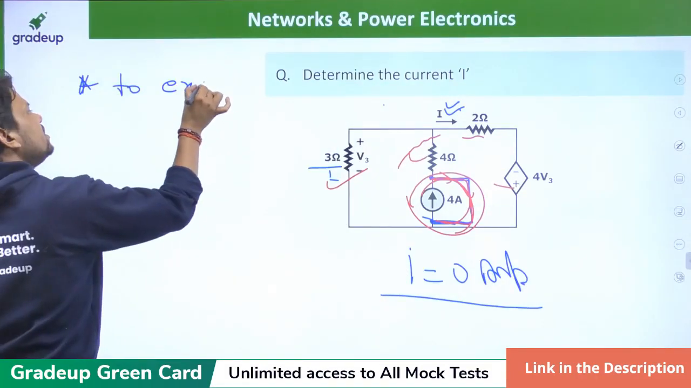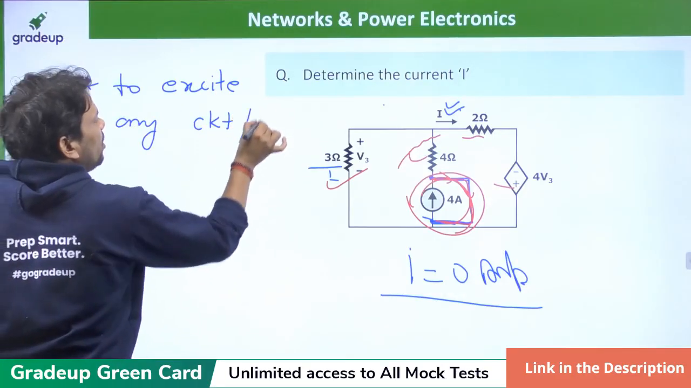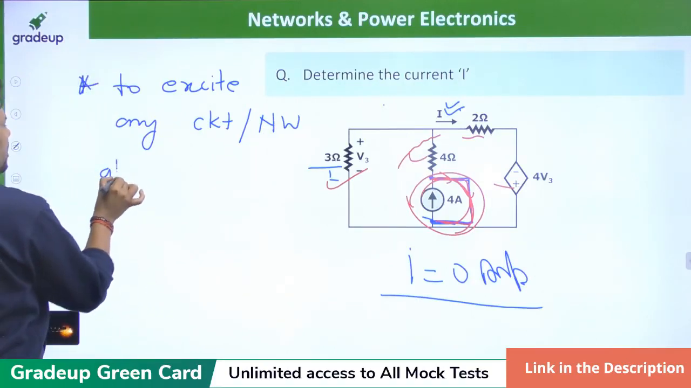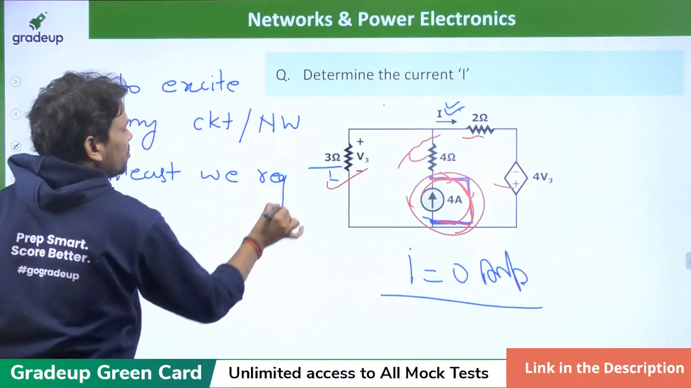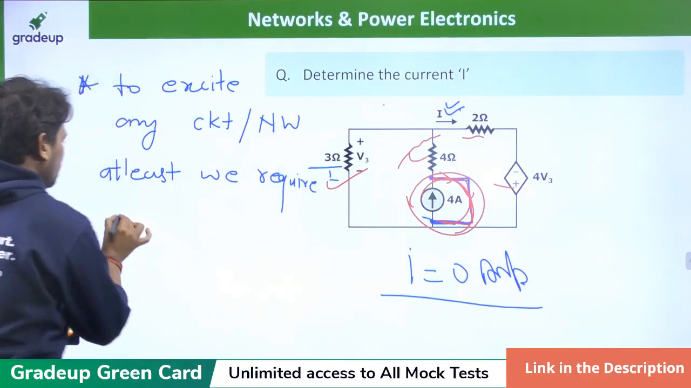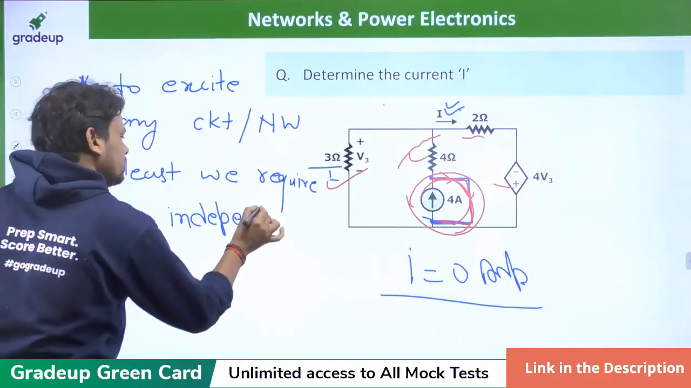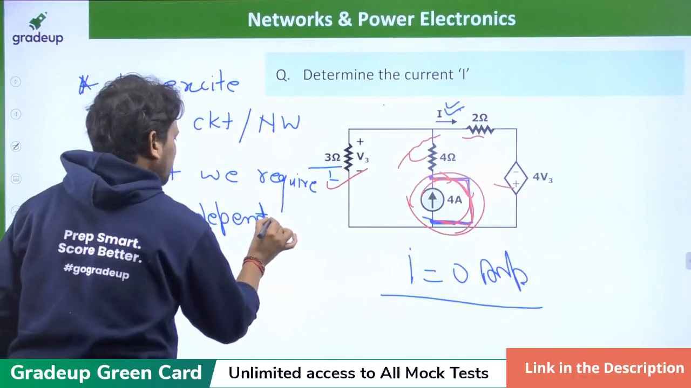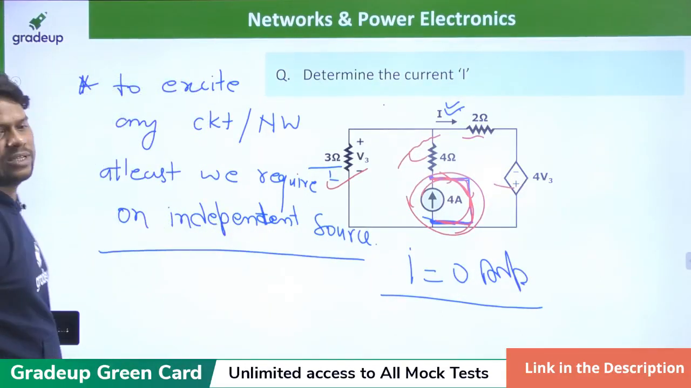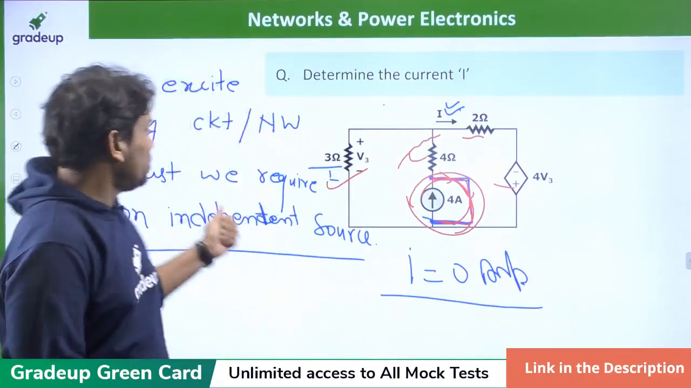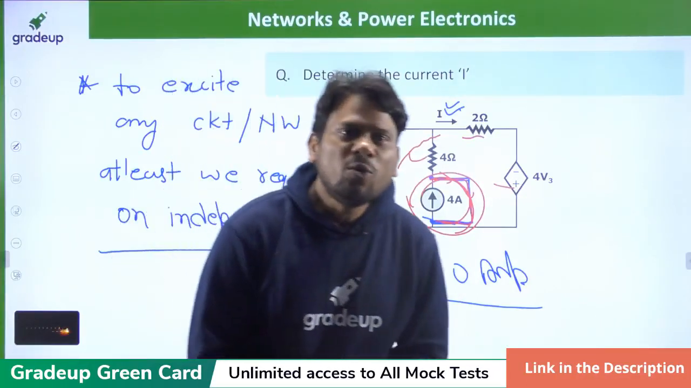To excite any circuit or network, at least we require one independent source, either a current source or a voltage source. If an independent current source or voltage source is not present, then our circuit will never excite and all components will be zero.